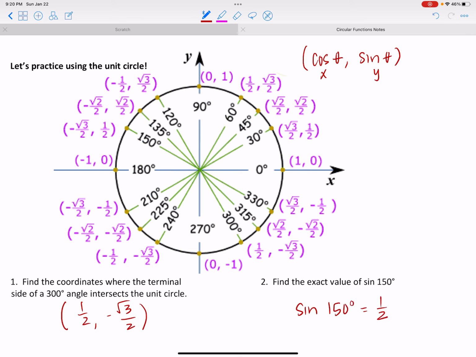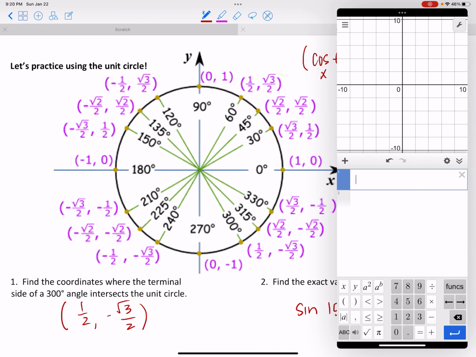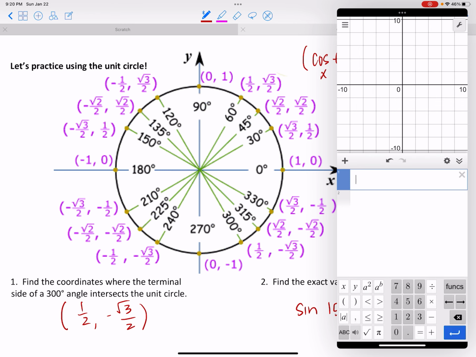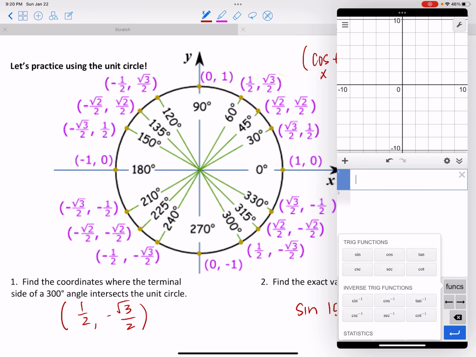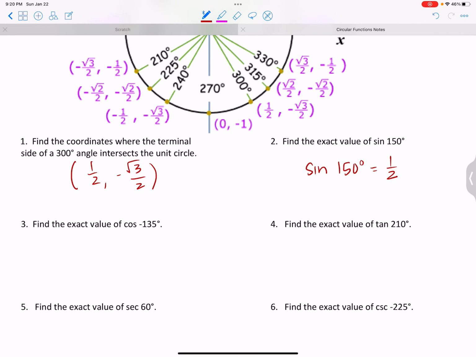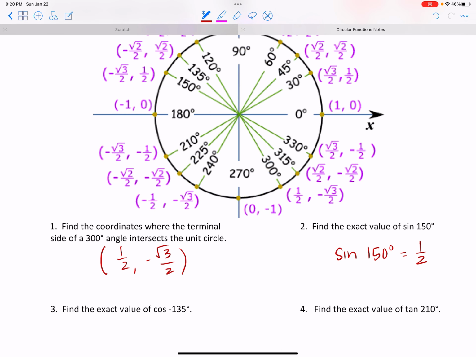And even if you weren't sure, and I don't know why you wouldn't be, this is not that complicated of a process, but you could always use your calculator to verify. So we make sure our calculator is in degree mode, and then let's just verify. If in fact I wanted to know the sine for 150 degrees, it better be an exact 1/2, and there it is. Okay. So here, what if I wanted the exact value for the cosine of negative 135?